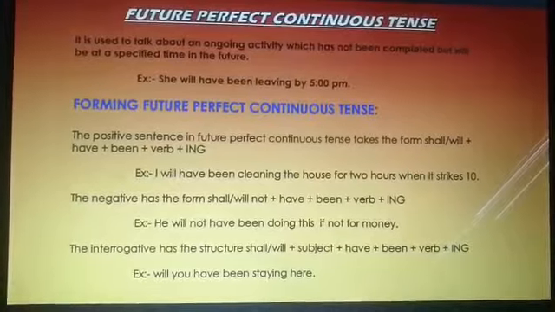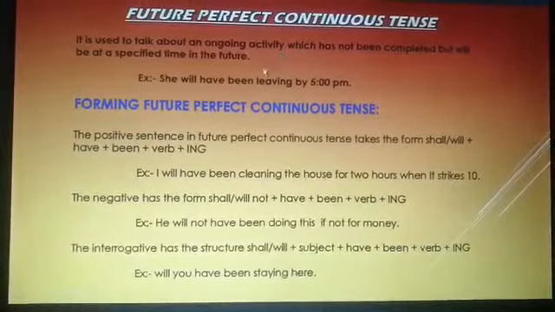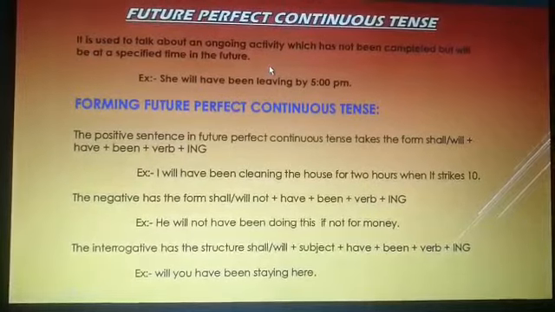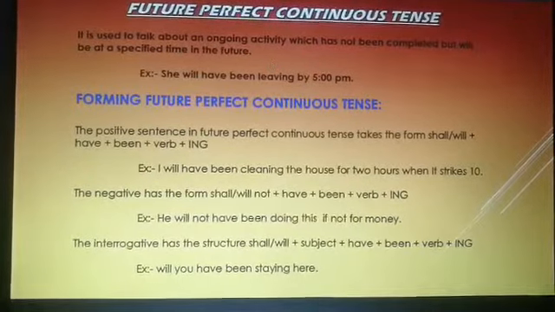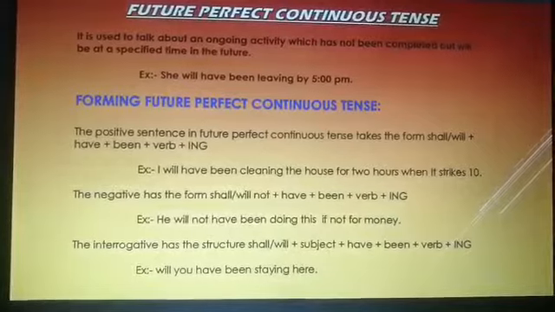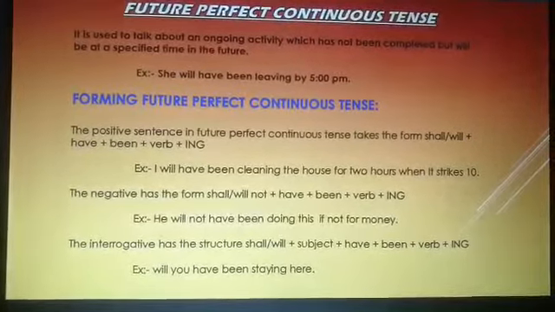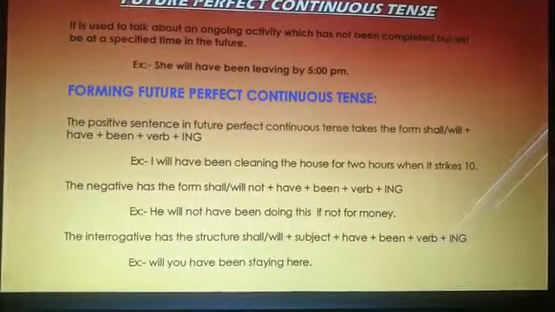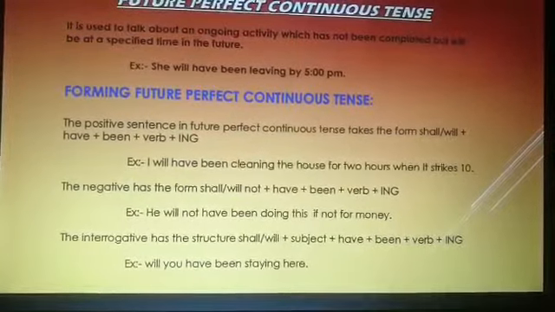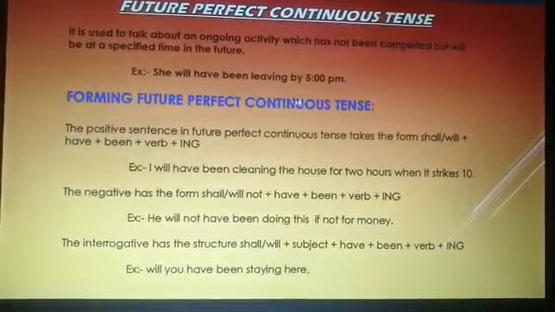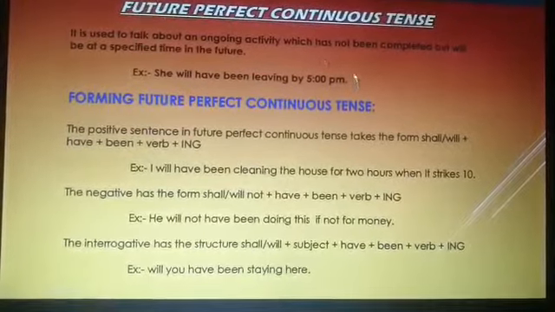So future perfect continuous tense talks about an activity that will continue in the future. It describes an action which has not been completed but will continue up to a certain time in the future. Like for example, she will have been leaving by 5 p.m.